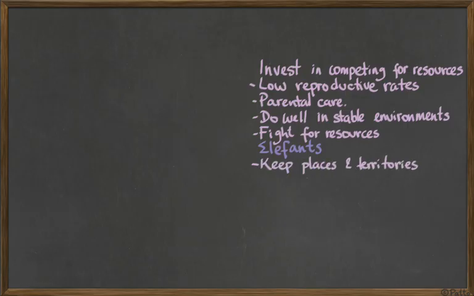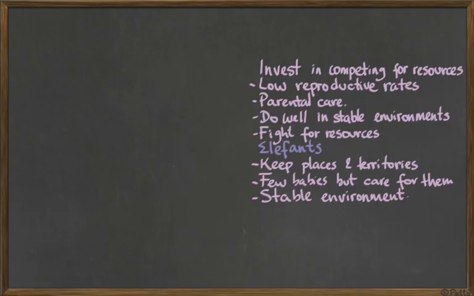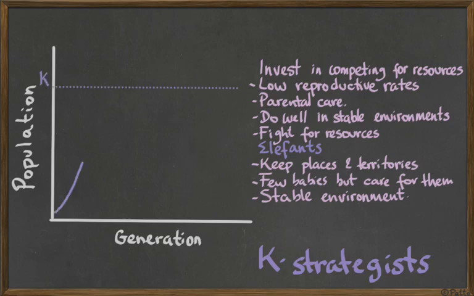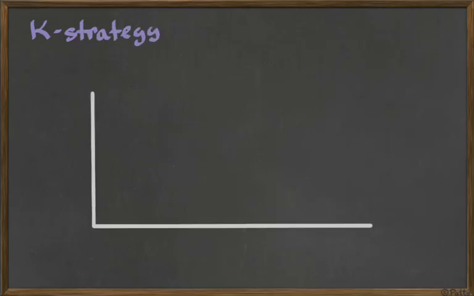Okay? They keep the place and territories. They have few babies, but they care for them. Okay? They like stable environments. And the name for this is K strategists. Why? Because they like to live around the carrying capacity. So population grows, they reach carrying capacity, and they stay around the carrying capacity.